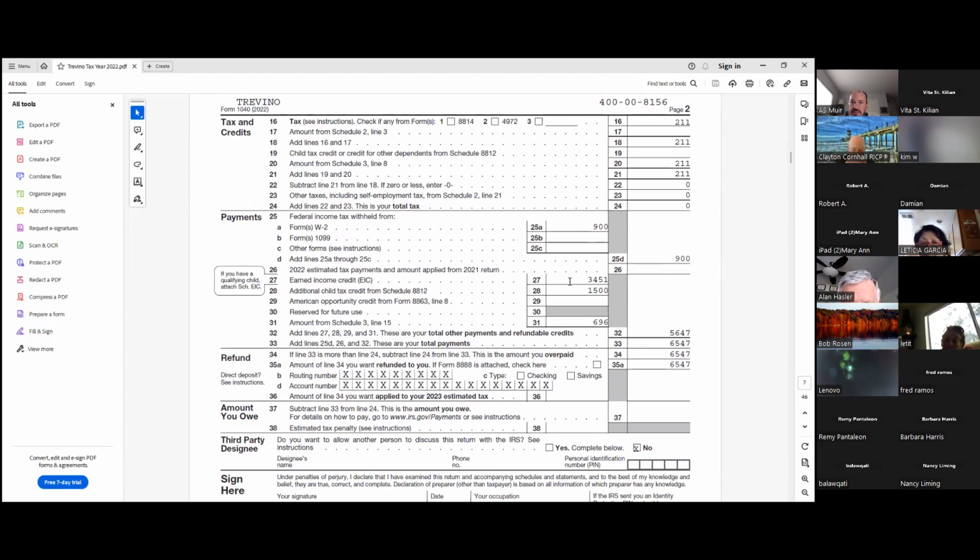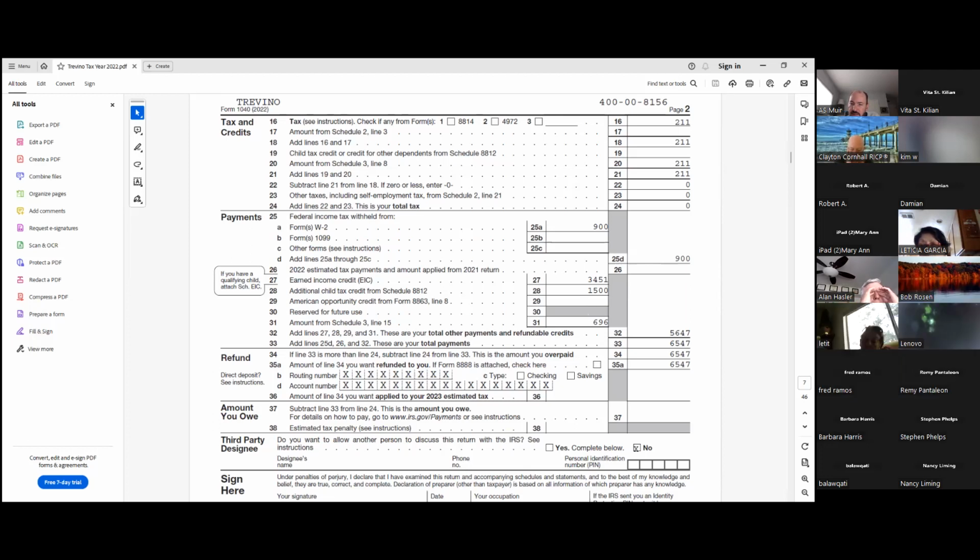So we got EITC, and that's pretty substantial because the taxpayer is lower income and they've got that child, and then additional child tax credit calculated automatically. And then you've got an amount here, which we're going to talk about, line 31. So all of this adds up to the various credits and withholding, and that would be the refund of $65.47.